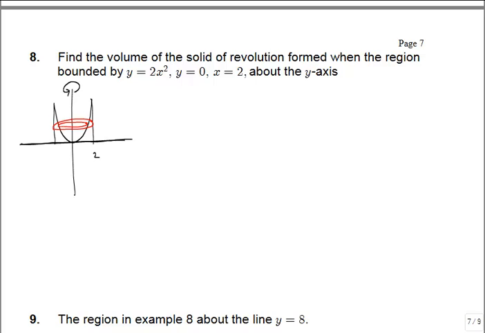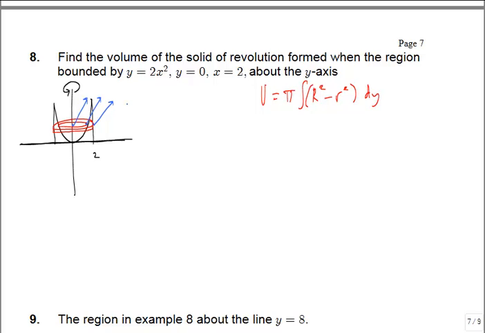Its thickness is along that y-axis. So that means this is going to be a dy integral. So we're going to want pi times big R squared minus little r squared dy. So we need to find big R and little r. So when I draw this in, we're going to need to know the center point here. We're going to need this rim point to get our little r, and we're going to need this rim point to get our big R.